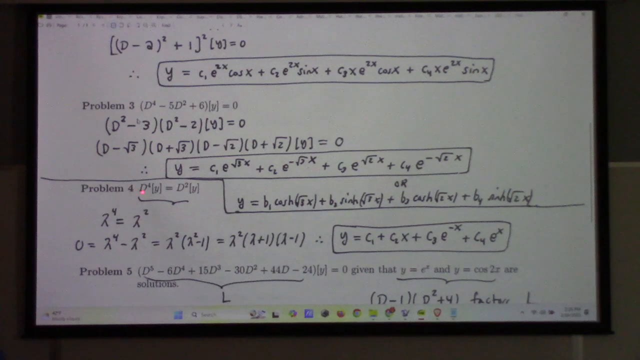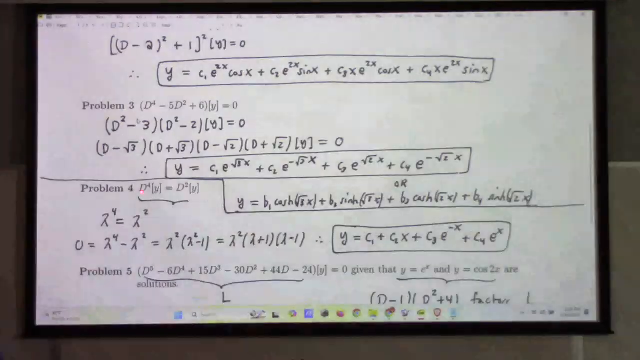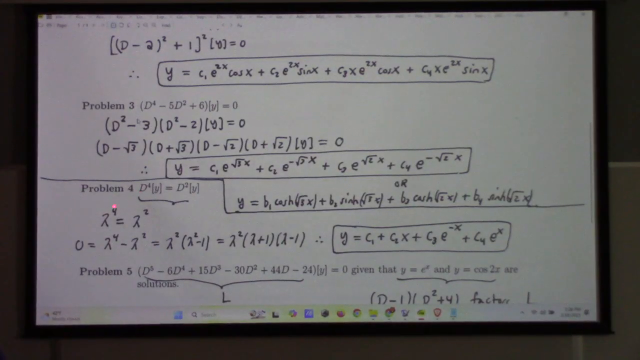But this one here is a little bit different, right? Because I put D to the 4th equal to D squared, and so that ended up giving me the characteristic equation lambda to the 4th equals lambda squared, which if I rearrange and factor, I get 0 twice, minus 1 once, and 1 once for roots, which gives me this general solution, right?